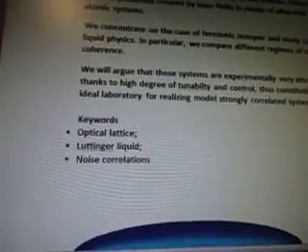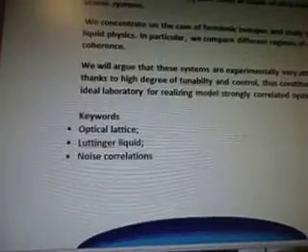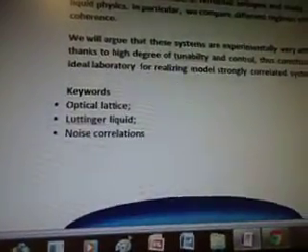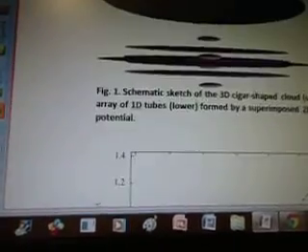In particular, we compare different regimes of spin coherence. We will argue that these systems are experimentally very attractive thanks to high degree of tunability and control, thus constituting an ideal laboratory for realizing model strongly correlated systems. So the keywords are optical lattice, Luttinger liquid, and noise correlations.